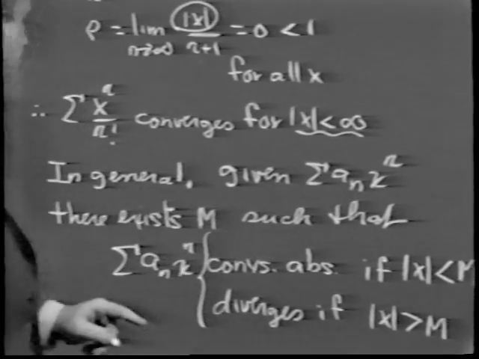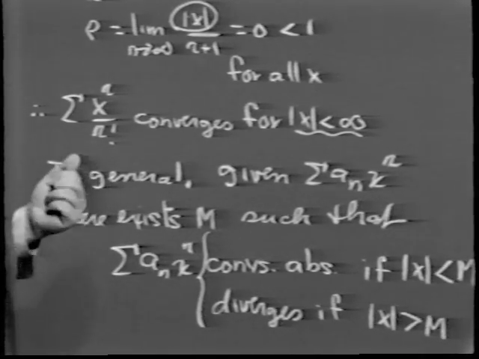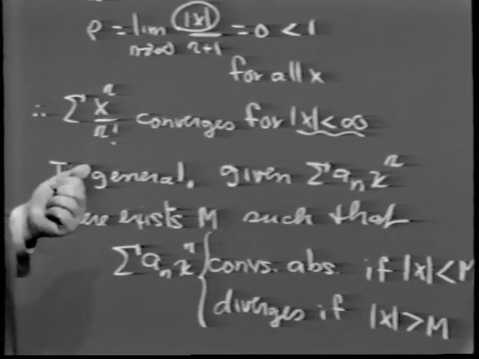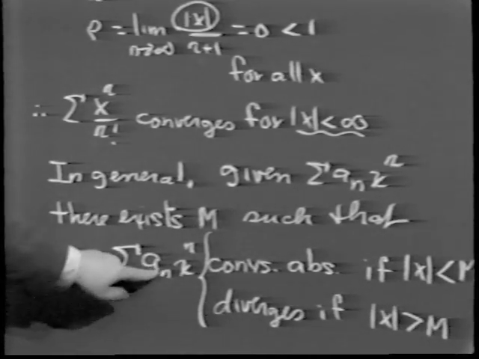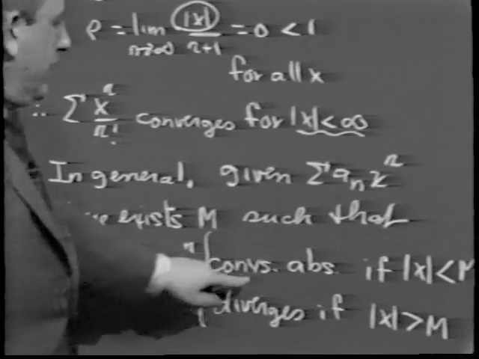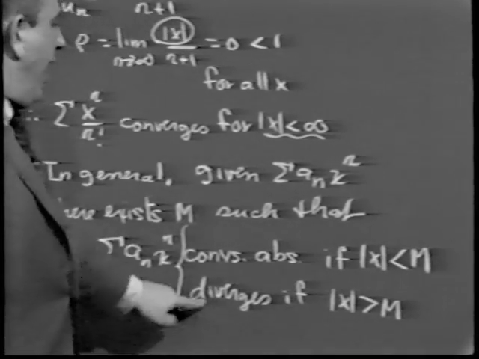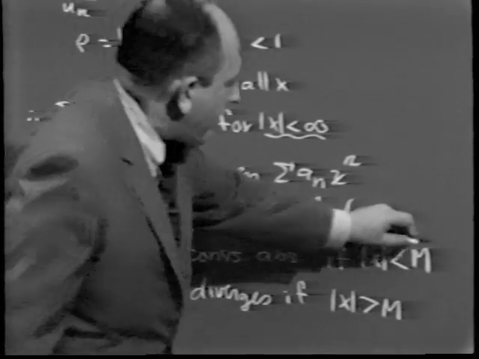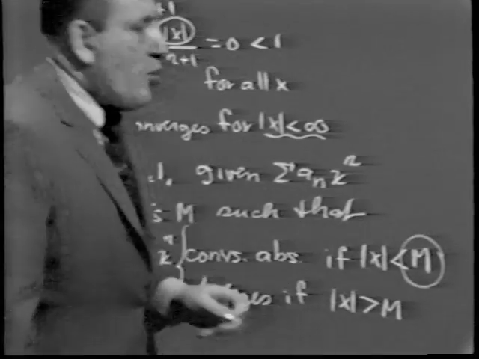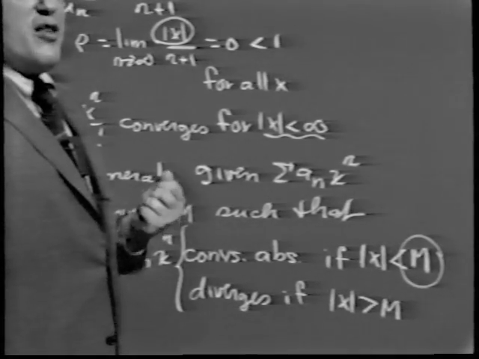The important point is that in general, given any series, in other words, the limit of a sequence of polynomials of this particular type, there always exists a number m. Now, m may be as small as 0, it may be as large as infinity, but there always exists an m such that the series will converge absolutely if the magnitude of x is less than m, and diverge if the magnitude of x is greater than m.